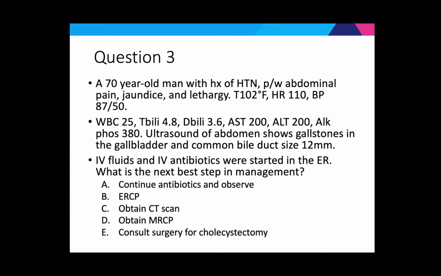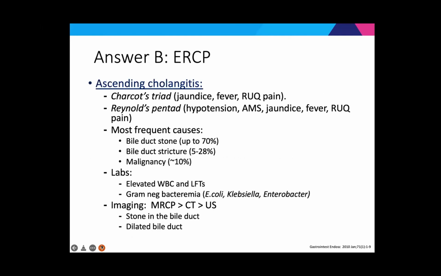Yes, absolutely correct. So this patient has cholangitis, right? This patient has the Charcot's triad, the jaundice, fever, right upper quadrant pain. And not only that, has altered mental status and hypotension, which is a Reynolds pentad. So cholangitis is caused by biliary obstruction, and most commonly that's by a bile duct stone. So that accounts for the majority of the causes for cholangitis. Very, very rarely there will be strictures or malignancy or other causes, but predominantly it's a stone disease.